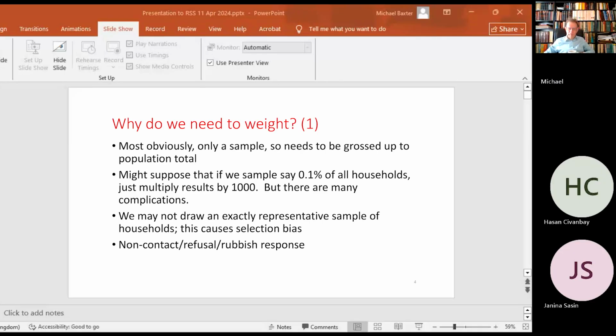Most obviously, if it's a sample survey, you need to gross it up. And you might think, well, that's easy. I'm sampling one household in every 1,000. So you just take the results, multiply by 1,000. But there are many complications with this. The first one is that your sample you've drawn might not be exactly representative. And secondly, that everybody you try to contact, sometimes you can't get hold of them, or they refuse, or they give you a rubbish response.